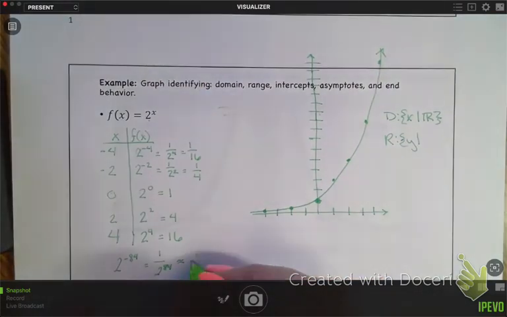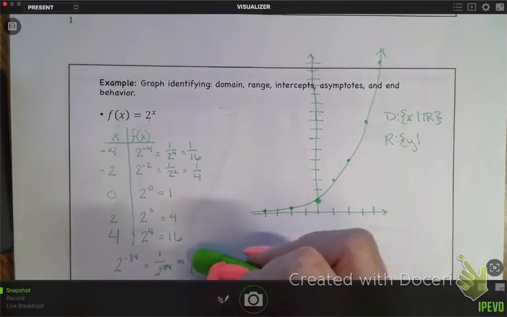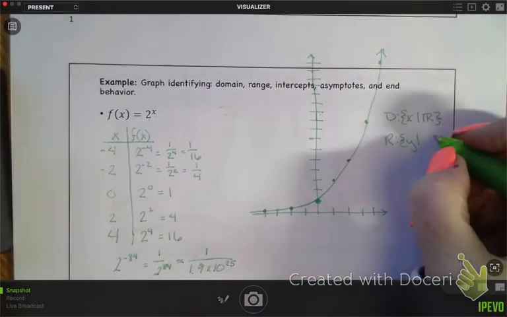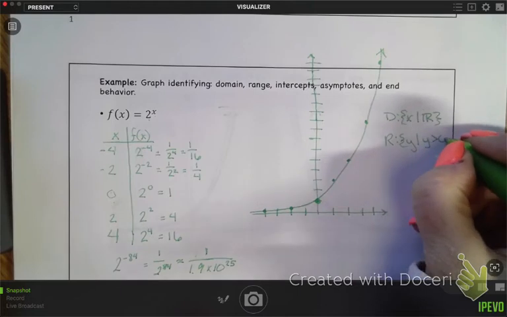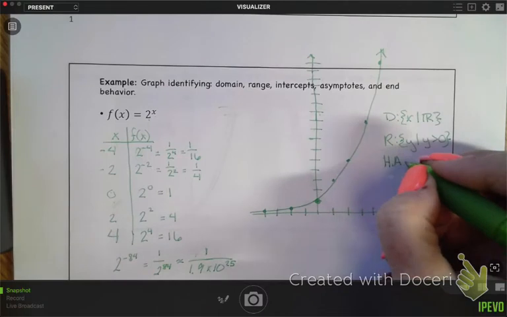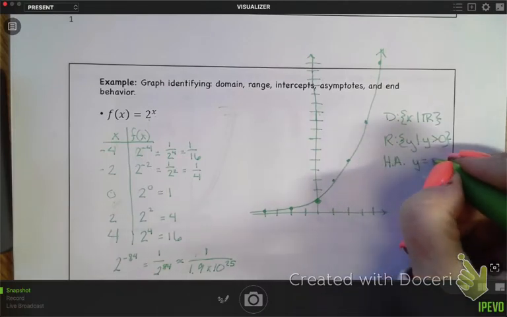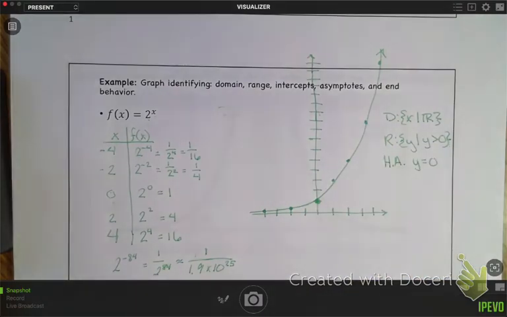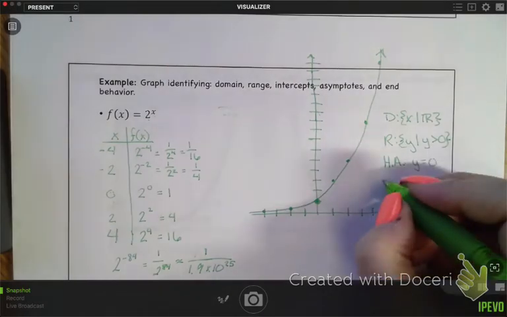It's huge. 1.9 times 10 to the 25th. It's a huge denominator, so that makes the whole thing pretty close to 1, but it's not ever going to be 1. So y is going to be greater than 0. My horizontal asymptote is y equals 0. I never get there. I never touch it. It's an imaginary line. It is increasing.